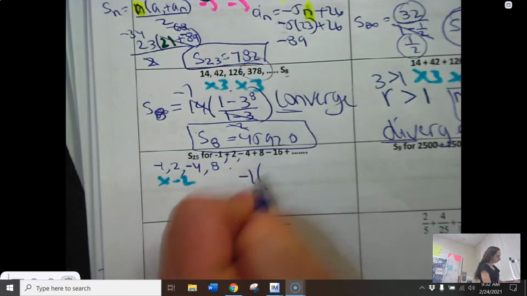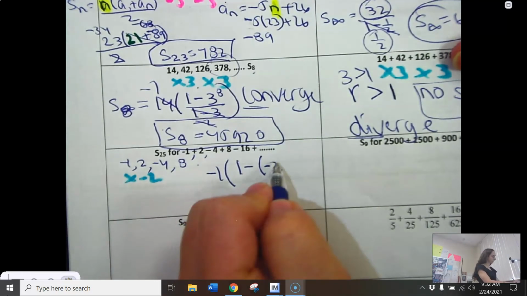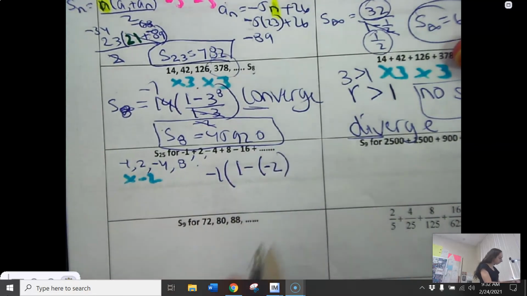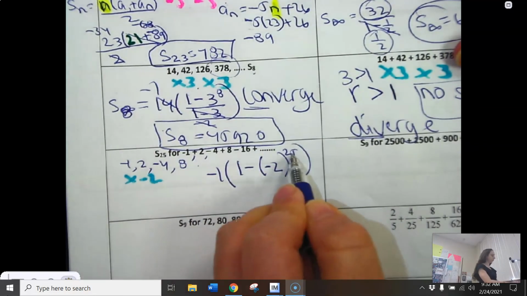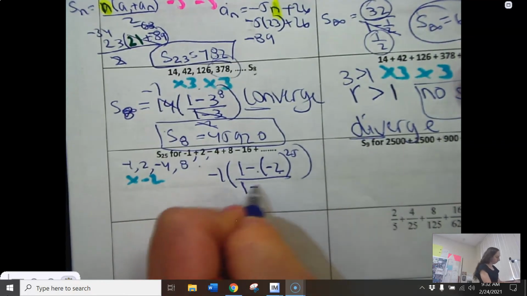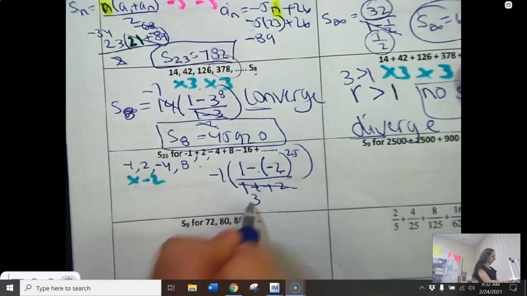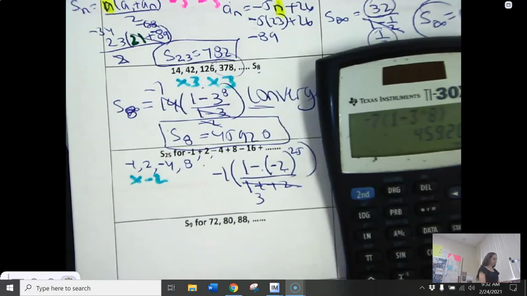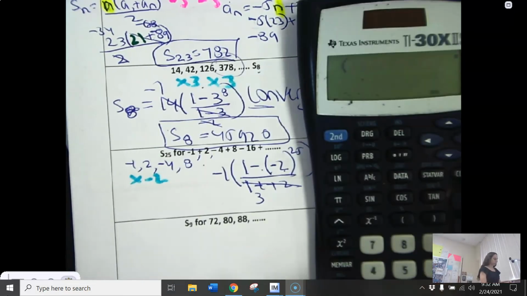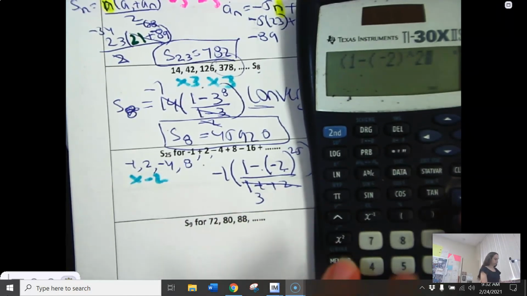A sub 1 times 1 minus the ratio, and put that in parentheses because based on PEMDAS, what is it? The sum of the first 25. You have to do the exponent first, then subtract. Over 1 minus -2. So that would be 3. So give me a second to plug this into the calculator. So 1 minus -2 to the 25th.